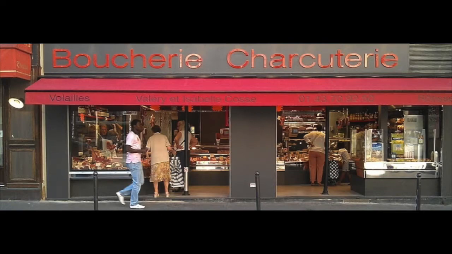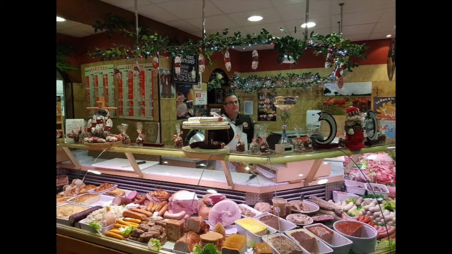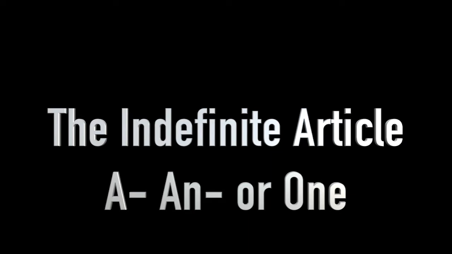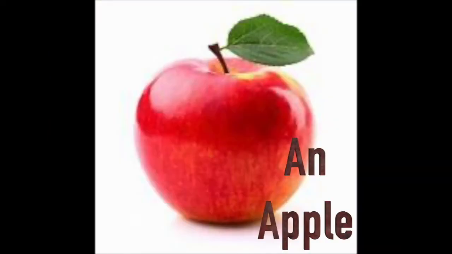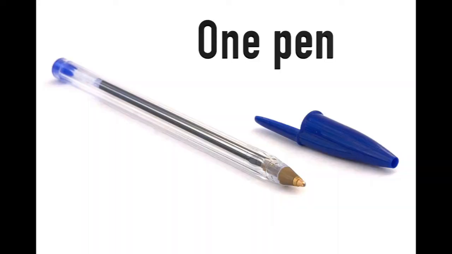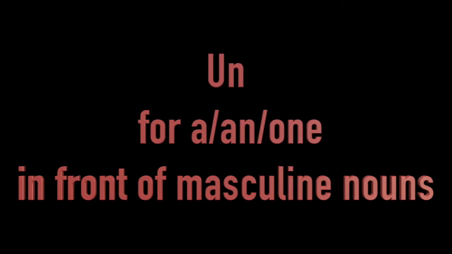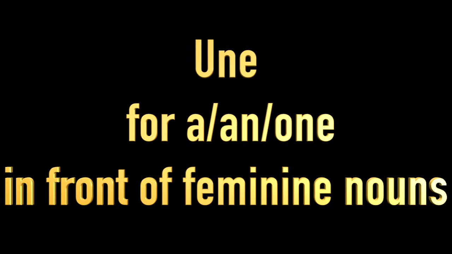Now, we've talked about lots of these things before, but it is always worth refreshing our memories about how it all works. So we're going to start with the indefinite article, and the equivalent of the indefinite article in English are the words a, an, or one. For example, a pizza, an apple, or one pen. In French, we use un for masculine nouns, and we use une for feminine nouns.